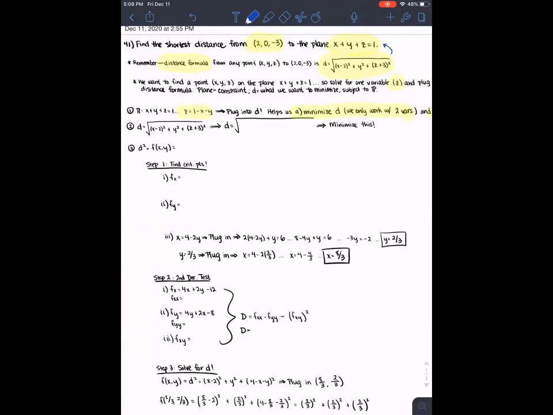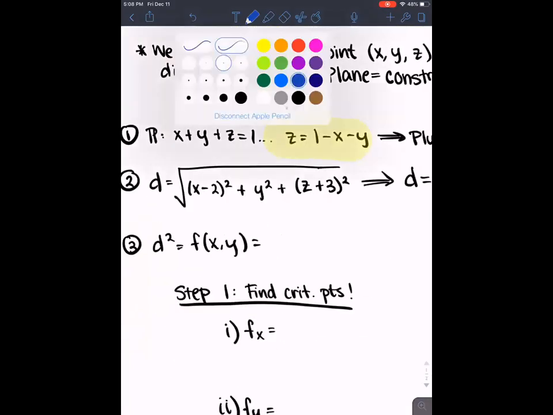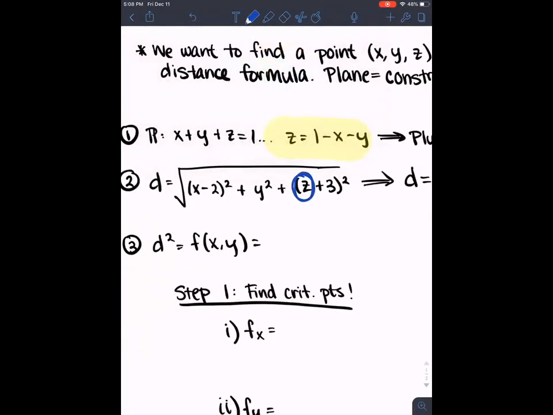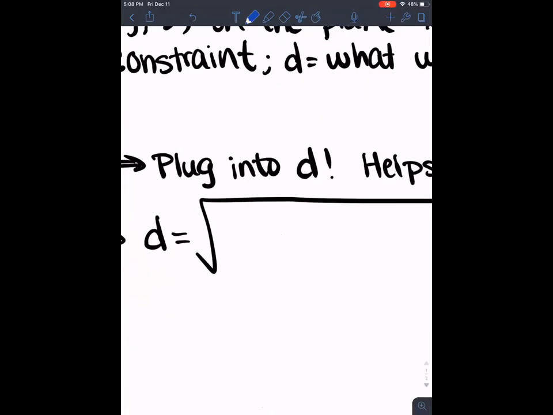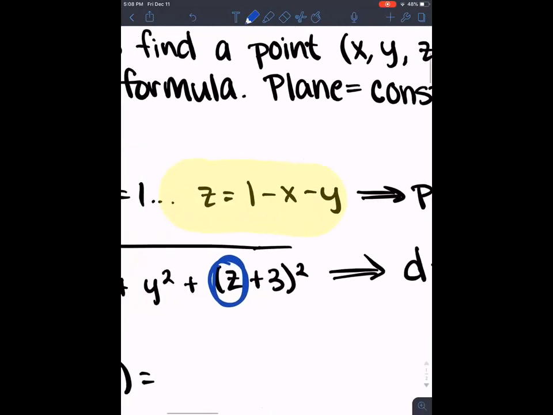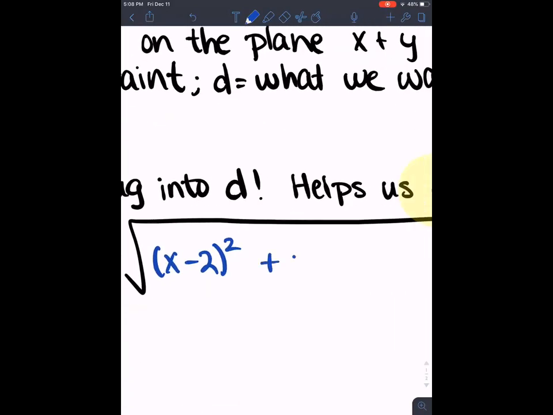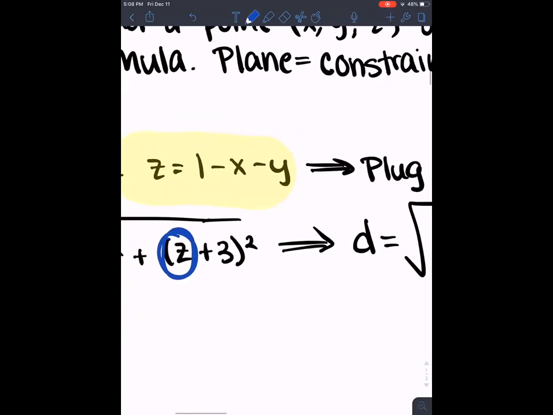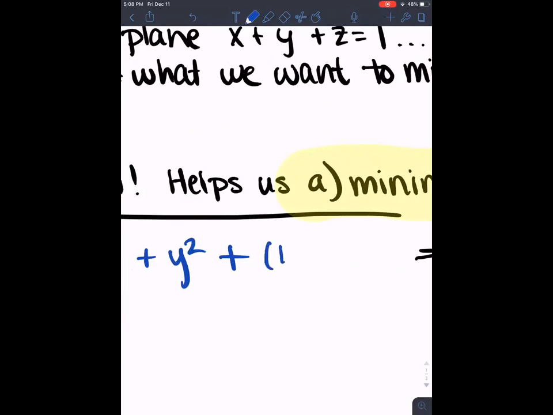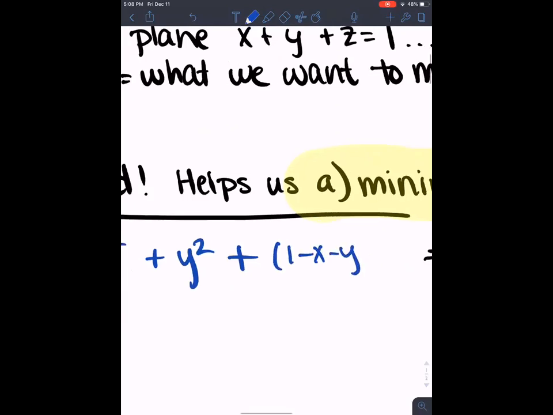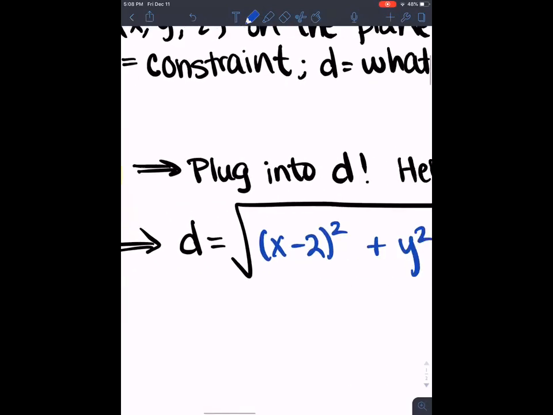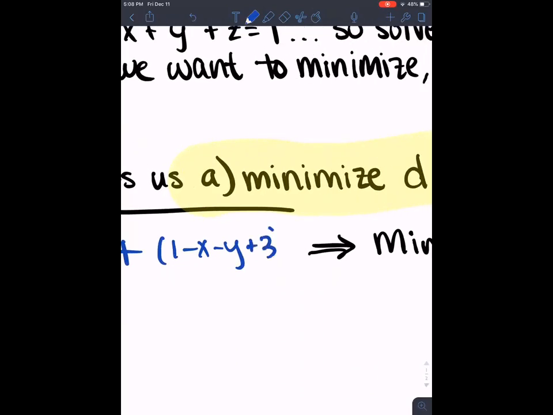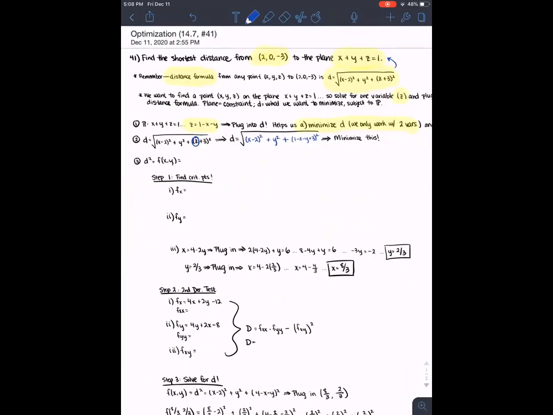So here I've rewritten the distance formula. Now what we want to do is plug in our expression for z. So what we have here is (x - 2) squared stays the same, and our y squared stays the same. But instead of z, we plug in what we solved for z. So you get plus (1 - x - y + 3) squared. And you want to minimize this.